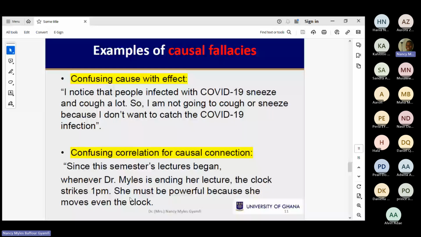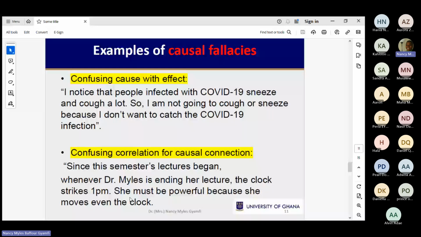So that's a typical example of confusing a correlation for a causal connection. You might say, the anointing on her life is not a joke. Even when she's ending the class, she says, okay, all the best, guys, I wish you well, and the clock will strike. I think she's so powerful. But this power, I don't have it. It's coincidence. The two happen at the same time, and it is frequent, because perhaps the class ends at one. That's all. I'm not the one causing the clock to strike. So it might just be a correlation, the two happening at the same time, not necessarily a cause and effect connection. You have to get that.